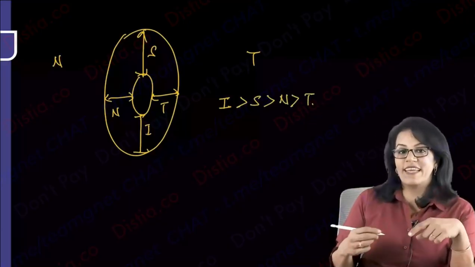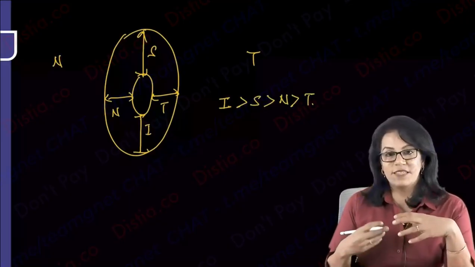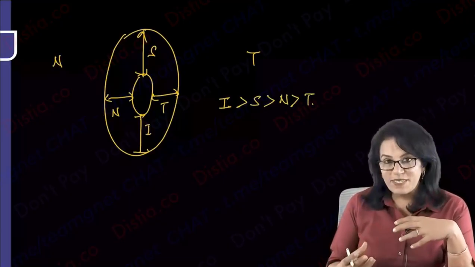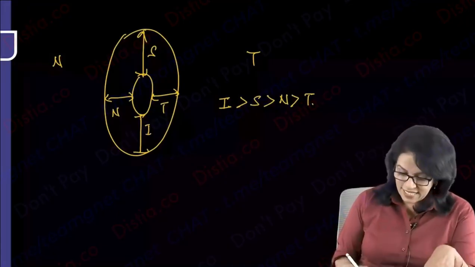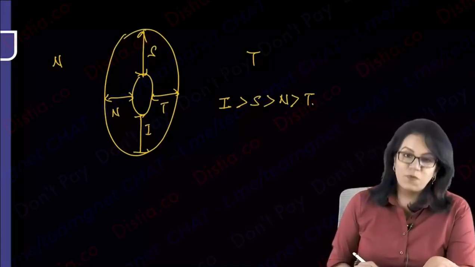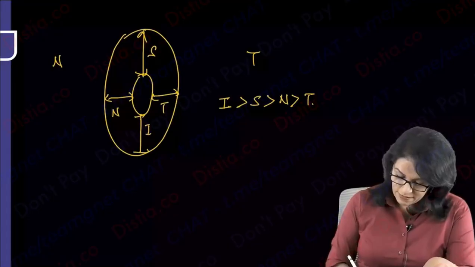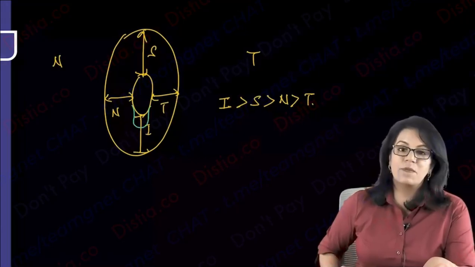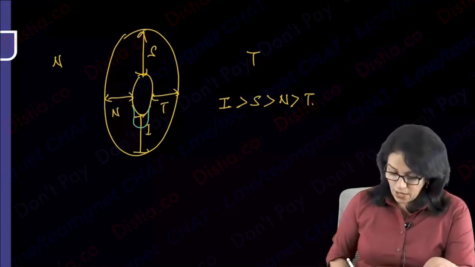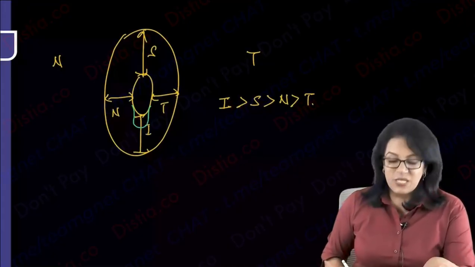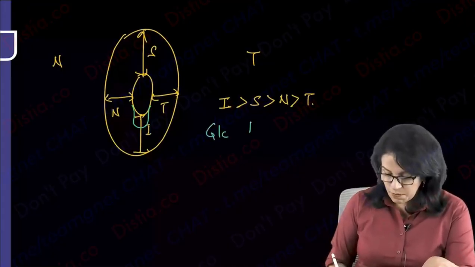Now when there is cupping, there is damage of arcuate fibers. Do you realize? Therefore, what will happen? It starts, most commonly, inferiorly. So what will happen here is, the cup is starting, the size of the cup has increased, and the rim is lesser. So glaucoma actually breaks this ISNT rule.